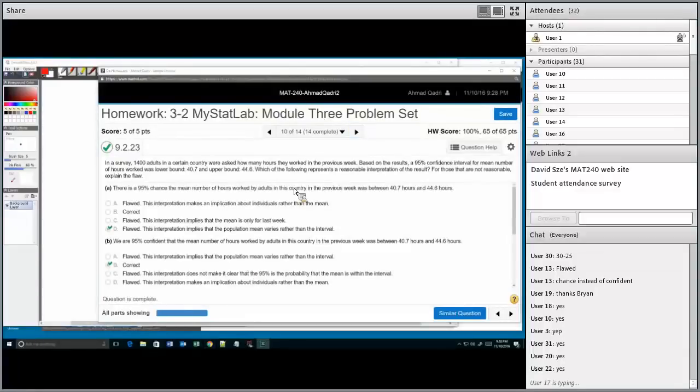Awesome. How many students are here tonight? 31. See, the crowd is getting smaller and smaller.